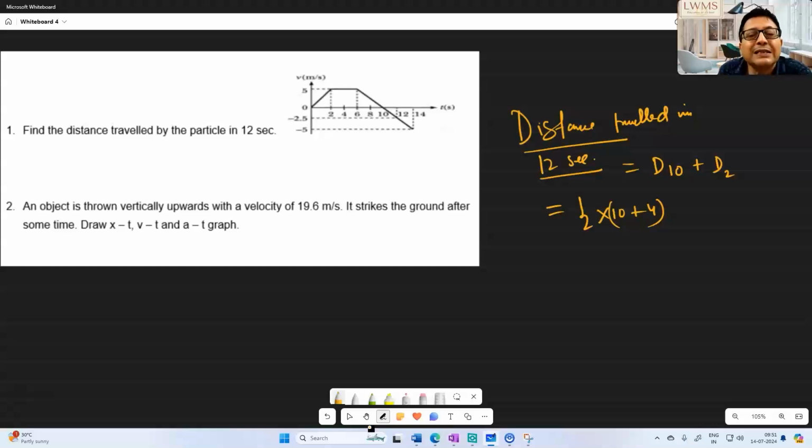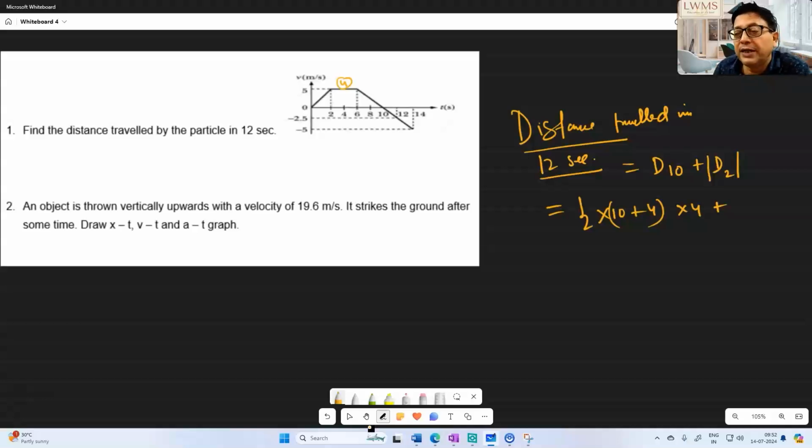Because of 2 and 6, their difference, this part is 4 and this one is 10, and the time gap is what? 6 minus 2, that is 4, plus d2. D2 means this area, we will not make this one negative. Area below the time axis will be negative, but we will not take it negative. They ask to find distance. For displacement you will subtract, but here you add.